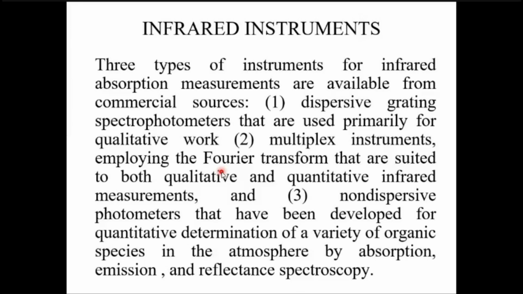Third type, we have non-dispersive photometers that have been developed for quantitative determination of a variety of organic species in the atmosphere by absorption, emission, and reflectance spectroscopy. Now, these non-dispersive instruments we are also going to study. What are they? You have not seen them as of now.